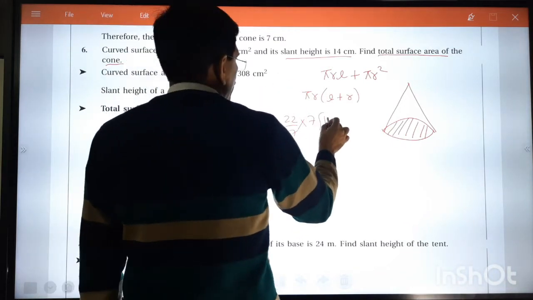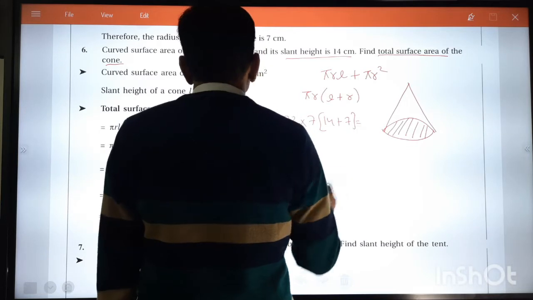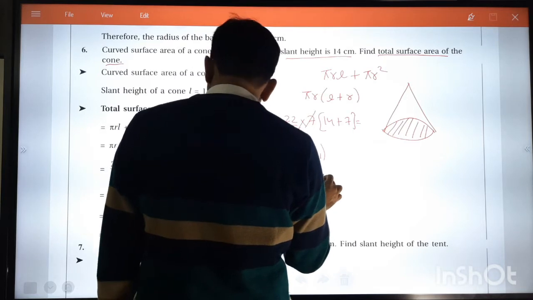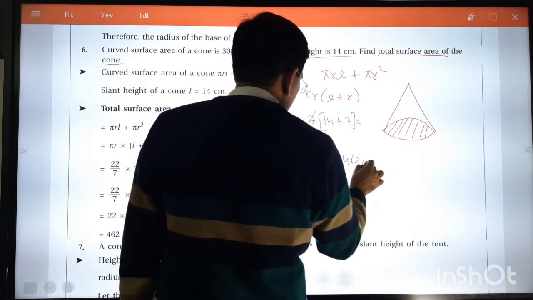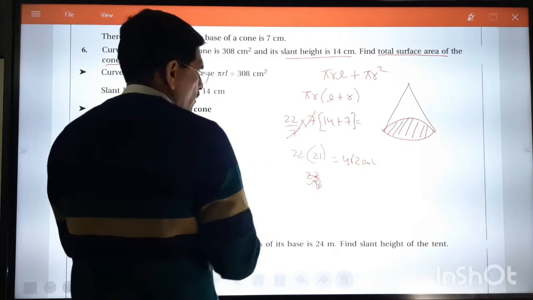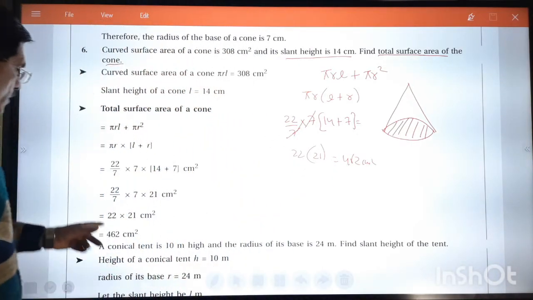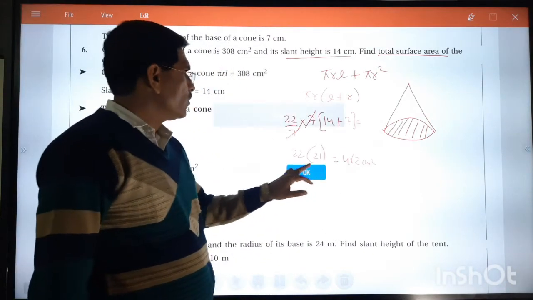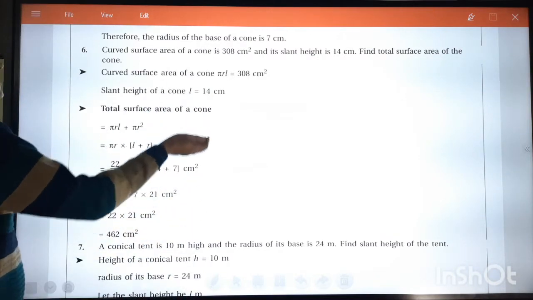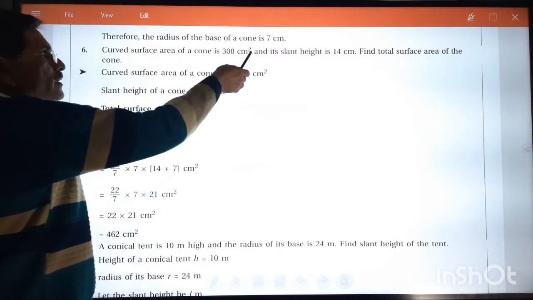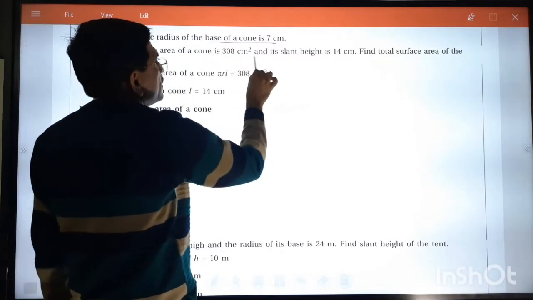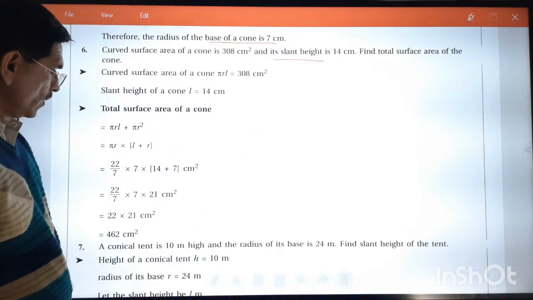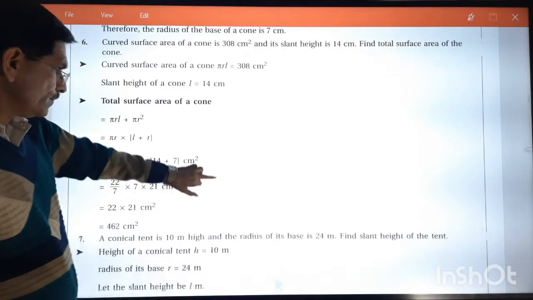L, that is 14 plus r, that is 7, cut 22 into 21, so 462 centimeter square. That is our answer. So here the answer is already there. Same answer we have got. So again, that is question number 6 we are doing. It's one type of question. When radius is given and slant height is given, we can find out the total surface area of cone. So one more sum now we can do.